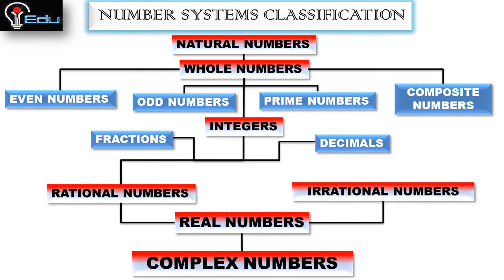Number systems classifications. Up to now we have studied about natural numbers, whole numbers, even numbers, odd numbers, prime numbers and composite numbers in part 1 and part 2. Now we are going to study about integers in part 3. So now we will go to the integers part.